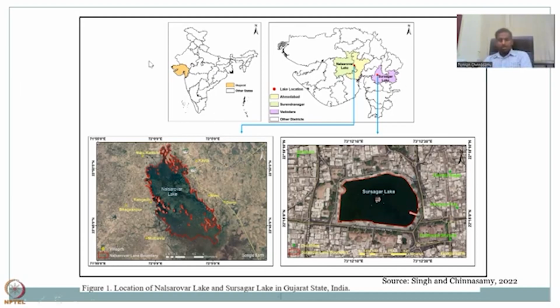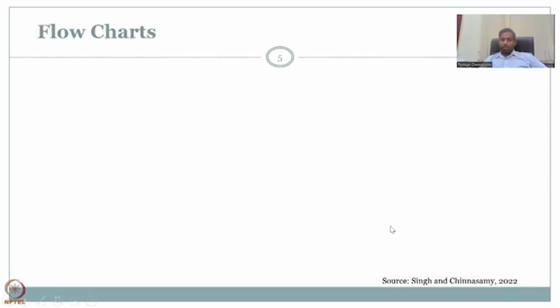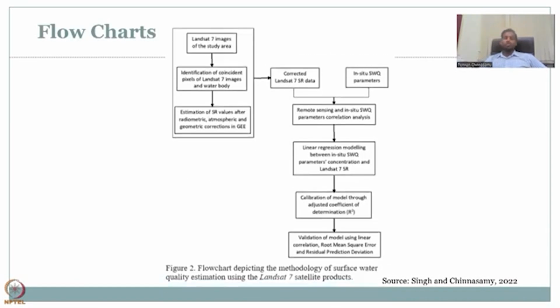First, these are study areas in Gujarat state, the Nalsarovar Lake, which is right next to Ahmedabad and Surendranagar, and then the Sursagar Lake in Vadodara. We have taken these two lakes. You can see how the lake is surrounded by both rural and urban entities, whereas this is more an urban entity. And then the flowchart, always flowcharts are good for studies.